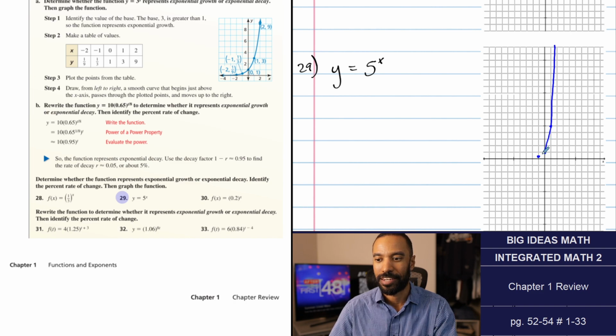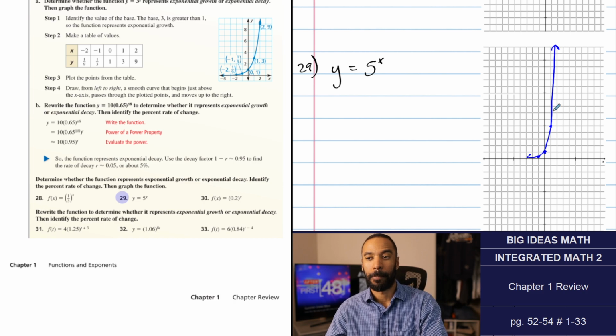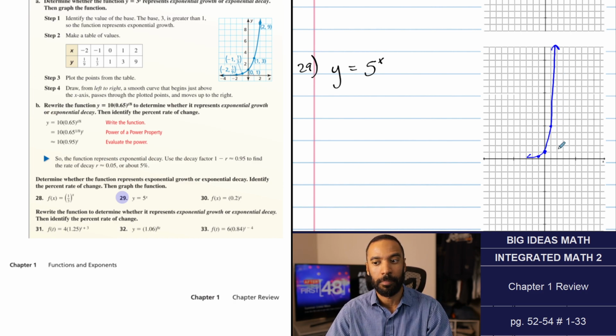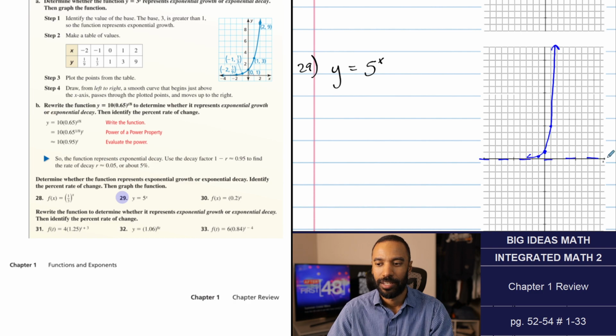Because it should hit at 2, 25. And I didn't reach 25, so I better not reach 2 for x either. It's going to look like that. This is positive exponential growth.